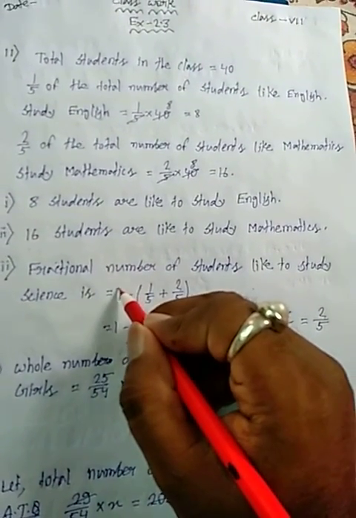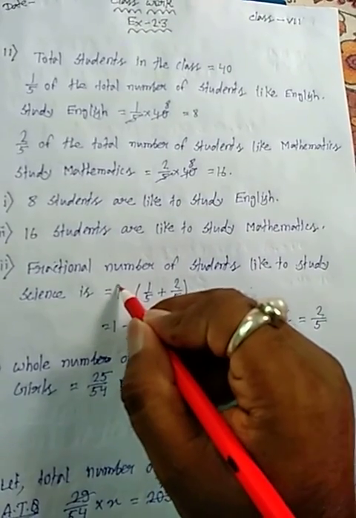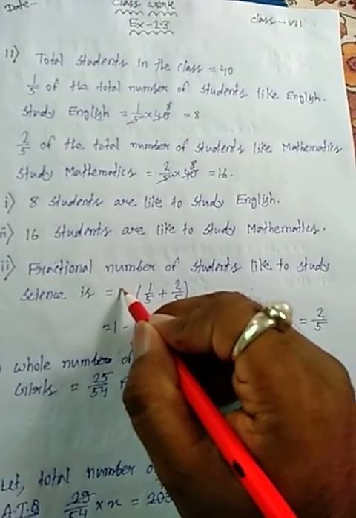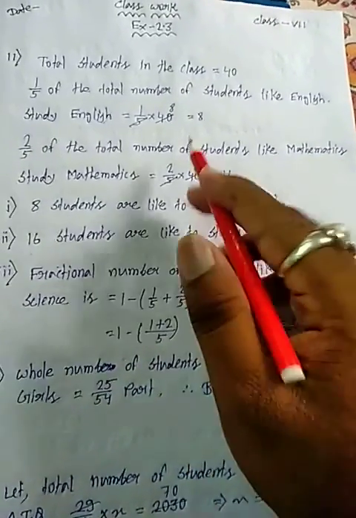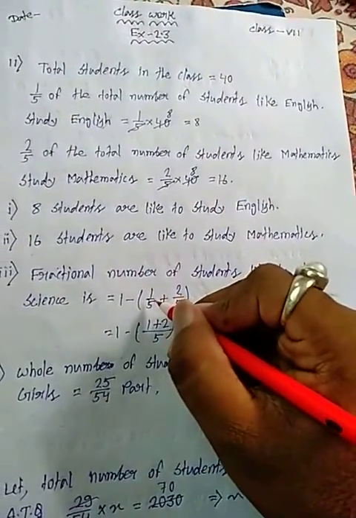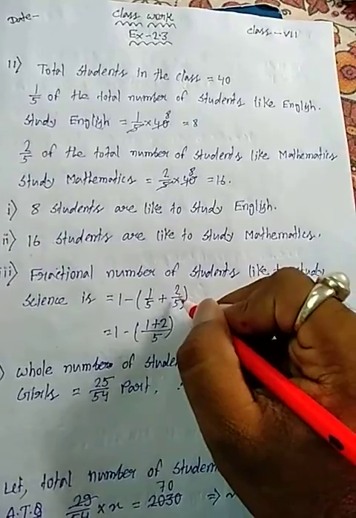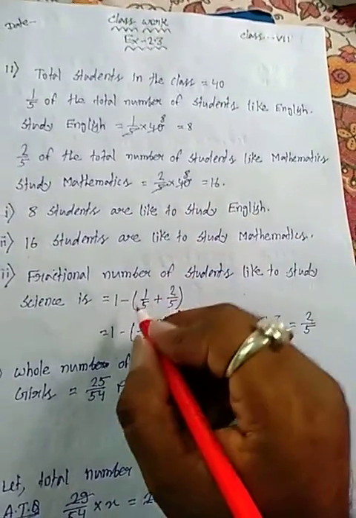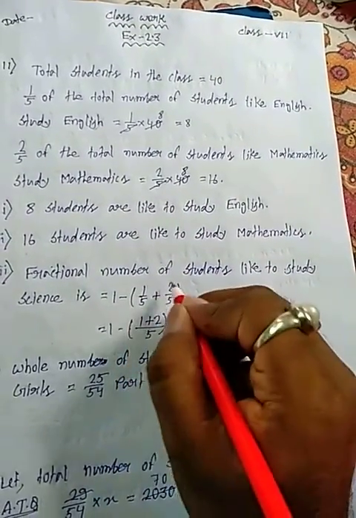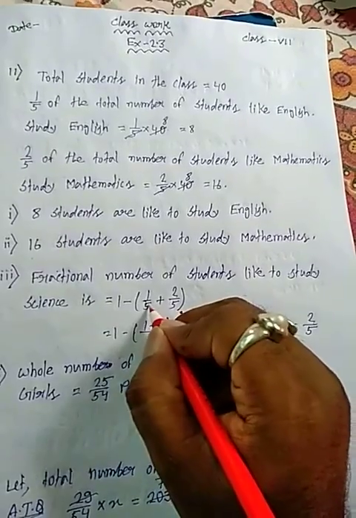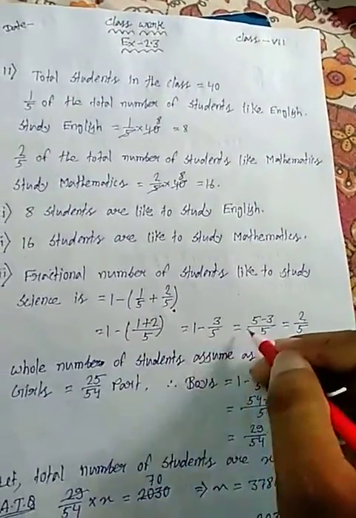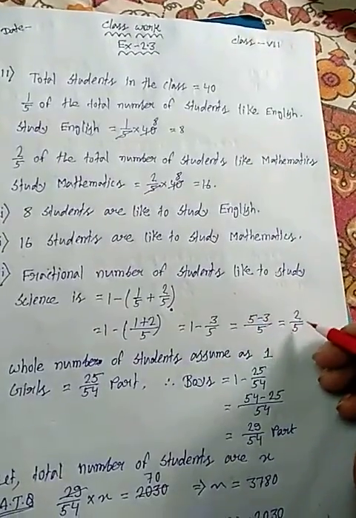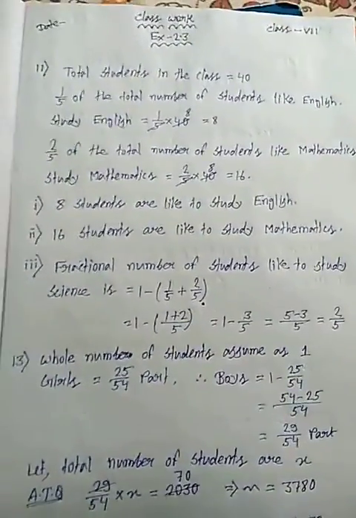In a fractional number, the total, the whole number, is always assumed as 1. Here, among them, 1/5 of the students like to study English. That means 1/5, and 2/5 of them like to study mathematics. That means from 1 you have to subtract the summation of those who study English and those who study mathematics. Clear? Then you will get the left-over number of students who like to study science. Clear?